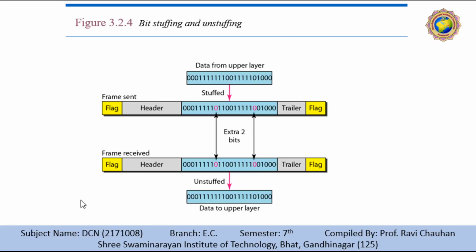This means that if the flag-like pattern 01111110 appears in the data, it will change to 011111010, stuffed, and it is not mistaken as a flag by the receiver. The real flag 01111110 is not stuffed by the sender and is recognized by the receiver. Okay.